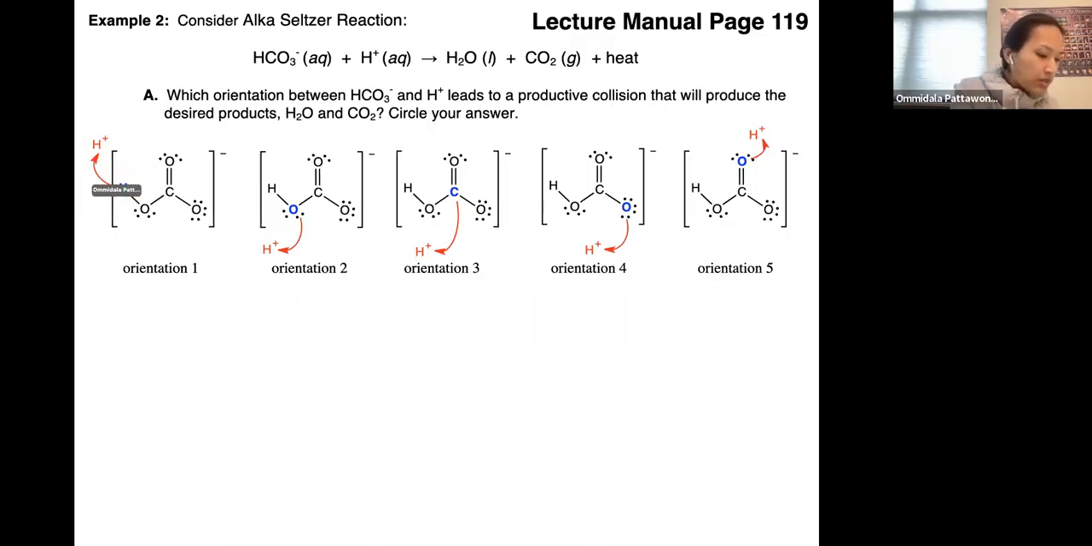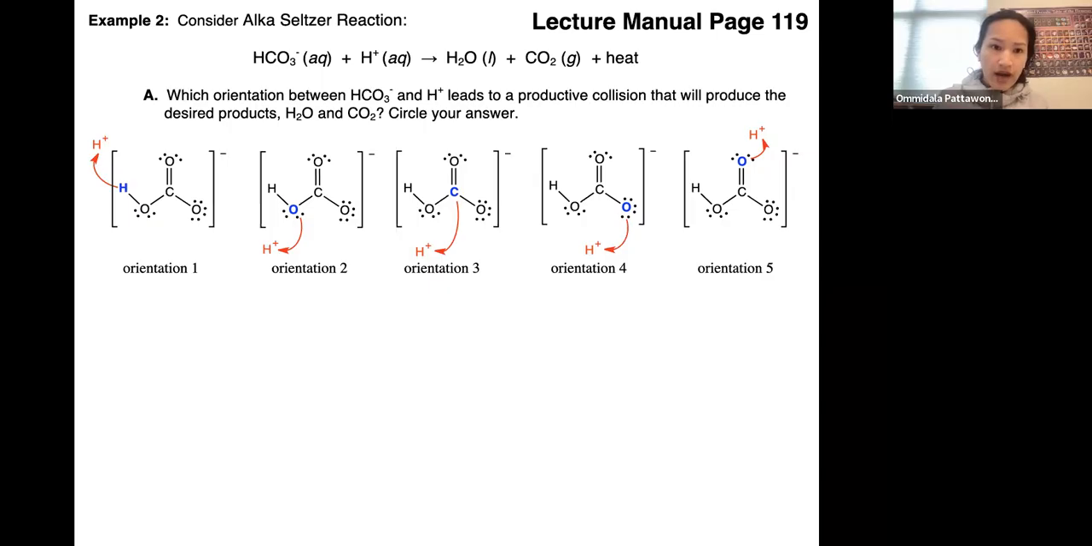The second one you see is colliding with this oxygen right here. The third one is between these two. The fourth one is between these two, and the last one is between these two. We're going to take a look at which one is going to lead to the productive collision, which means it's going to lead to the result.